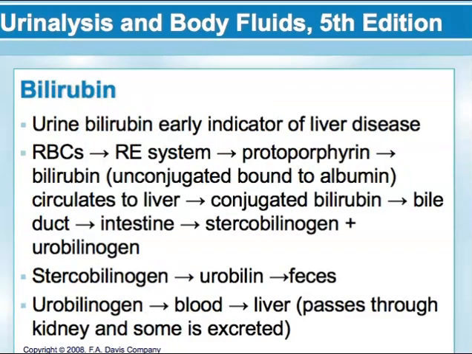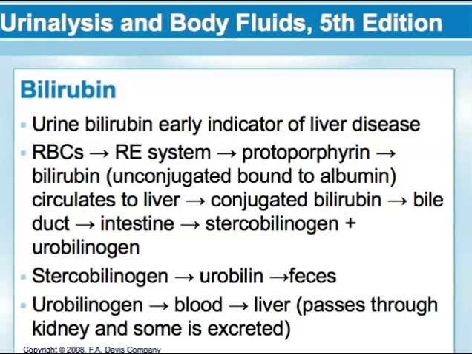And the next test is bilirubin. So the presence of bilirubin can provide an early indication of liver disease. It's often detected long before the patient exhibits jaundice. So bilirubin is a degradation product of hemoglobin that has a very strong yellow pigment. The normal lifespan of a red cell is about 120 days.